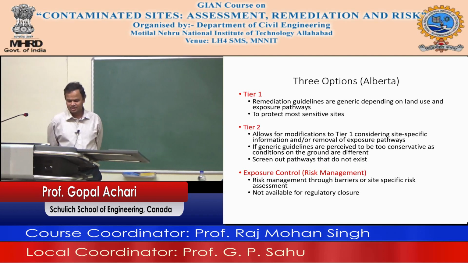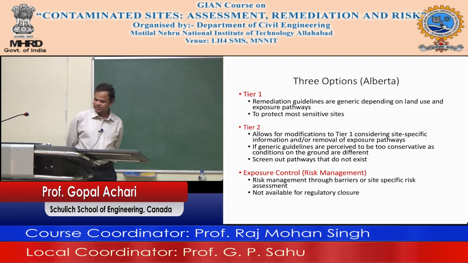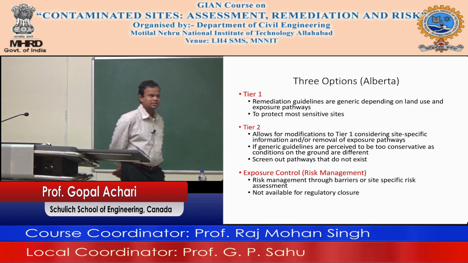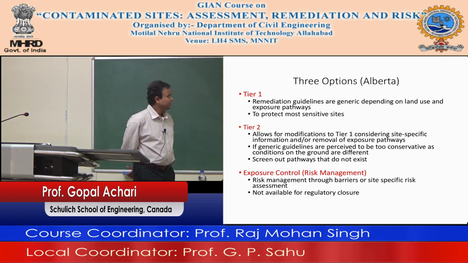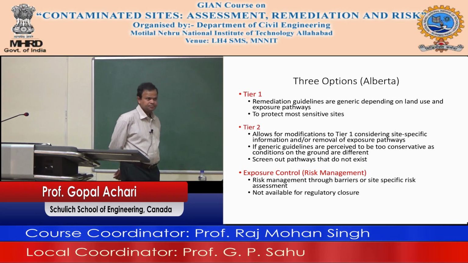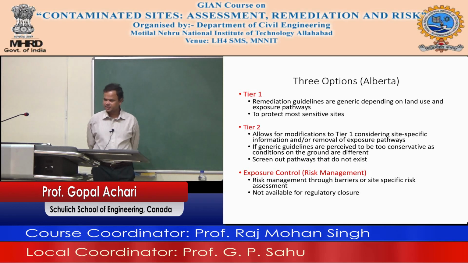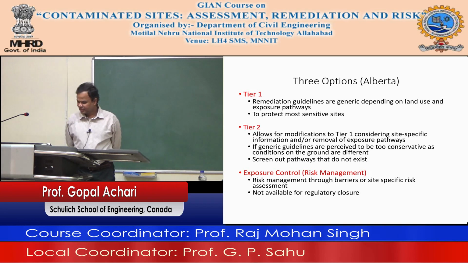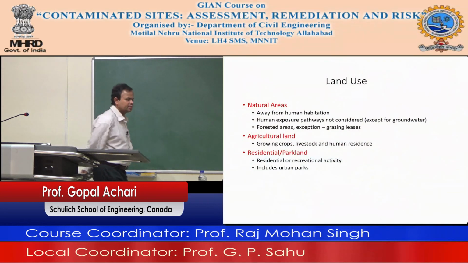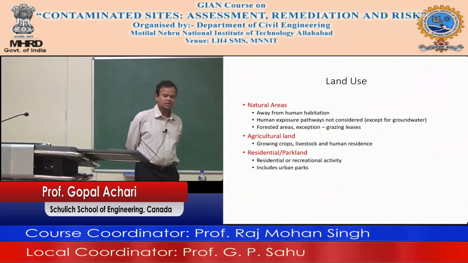So if it is a natural area, forested areas and so on is natural land, right? So they have a different, let's say, number criteria than agricultural land. Okay, agricultural land is used for growing crops and livestock and even for human residence. Then there is residential and parkland. Parkland is basically parks within this. These are urban parks, not the parks in the forest, right?